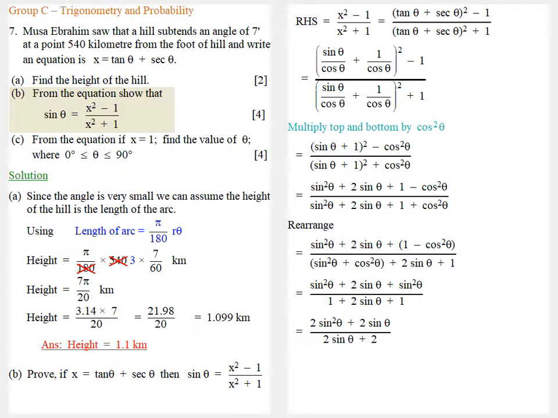So this leaves us with 2 sine squared theta plus 2 sine theta all over 2 sine theta plus 2. Now the top has a common factor sine theta, so it can be written sine theta into 2 sine theta plus 2 over 2 sine theta plus 2, as long as sine theta is not equal to minus 1, because otherwise we'd have a denominator of 0. So the 2 sine theta plus 2 cancels, leaving sine theta, which is what we were required to prove.